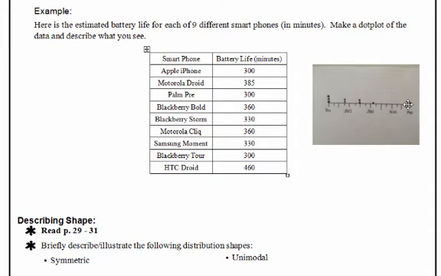Okay, the distribution has a long tail. That's this going out here to the right, and this is called skewed to the right. The tail is out to the right. All the data is over on the left. So it's skewed to the right. The center, or the middle value, is about 330 minutes. The spread is from 460 minus 300, which would be 160 minutes. Outliers, there is an outlier. One phone, the HTC Droid, at 460 minutes, had a really long life.